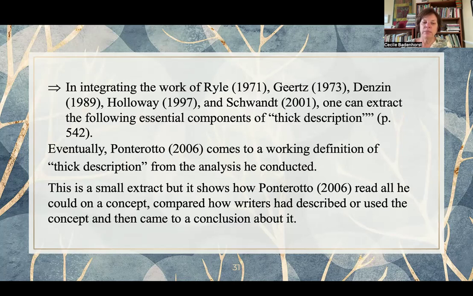So in the end, what I'm trying to get across here is that what Pontoretto did was he read all he could on the concept. He organized his thinking. I think it's a he. I should just say the author organized the material, so grouped it so that it makes it more palatable for the reader. Came up with a working definition and a conclusion. So the conclusion is this is a good, solid working definition based on all that analysis. So it's not just about unpacking the concept, it's about coming to a conclusion about it as well.